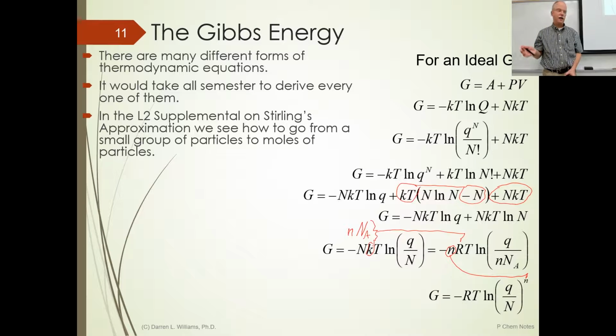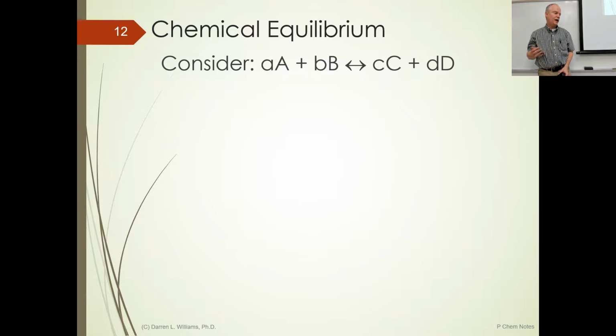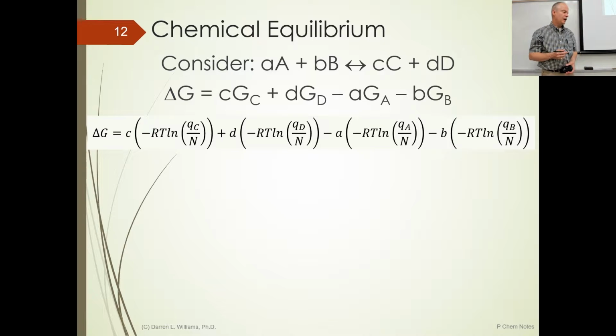Now let's look at a reaction. So for a chemical reaction of A, B equals C and D at equilibrium, the delta G is the number of moles of C, so products minus reactants. The number of moles of D times the Gibbs energy of D minus the Gibbs energies of the reactants times their number of moles. And so this is what we have in terms of what we just derived.